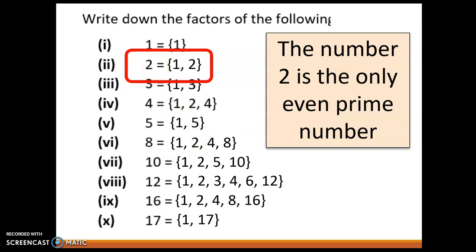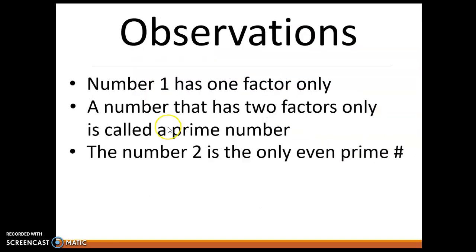And I suppose at this juncture, to understand that an even number is any number that is divisible by 2 and you get a remainder of 0. So 2 divides in evenly. But we know our even numbers are 2, 4, 6, 8, 10, 12, 14, 16, and so on and so forth. So that observation there: the number 2 is the only even prime number.